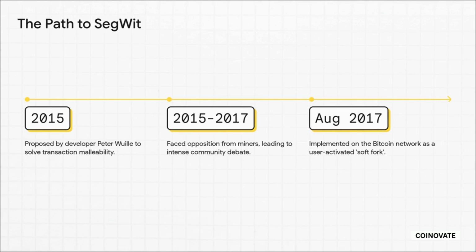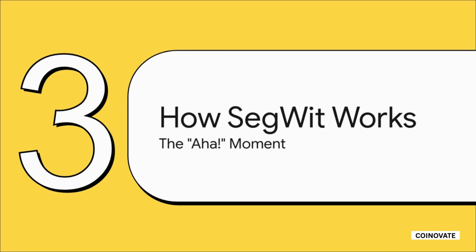It all came to a head in August 2017, when it was finally activated as a soft fork, which is a clever, backward-compatible way to upgrade the network without completely breaking it. At least, not yet.